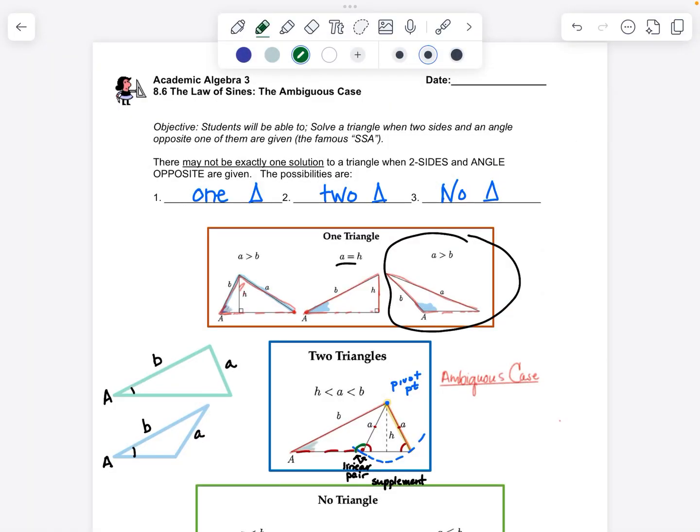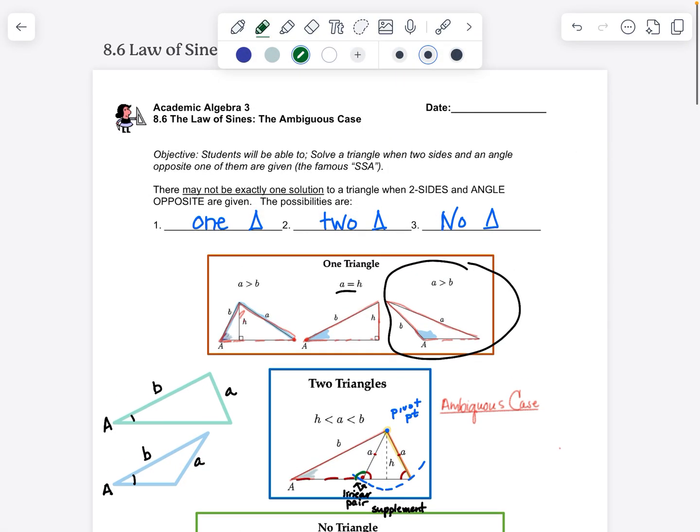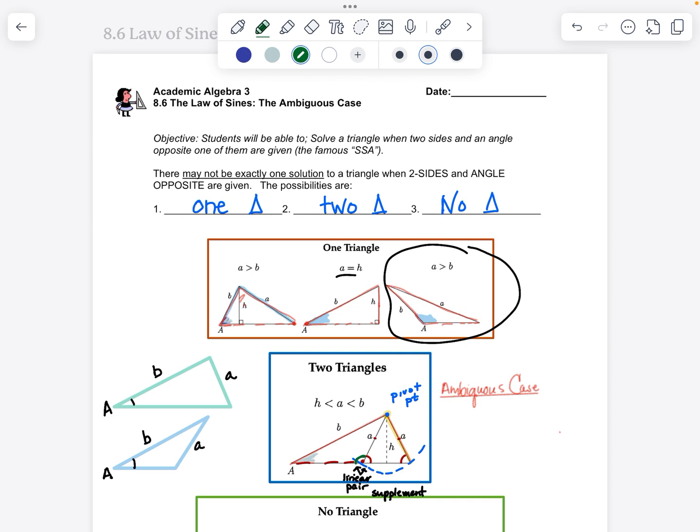Okay, kids, I'm going to pick up, just review a couple things we did today in class and just make sure that it's crystal clear. In 8.6 Law of Sines, the ambiguous case, we use the law of sines, but we want to determine there are situations where we have one triangle, we have two triangles, or we could have no triangles at all.